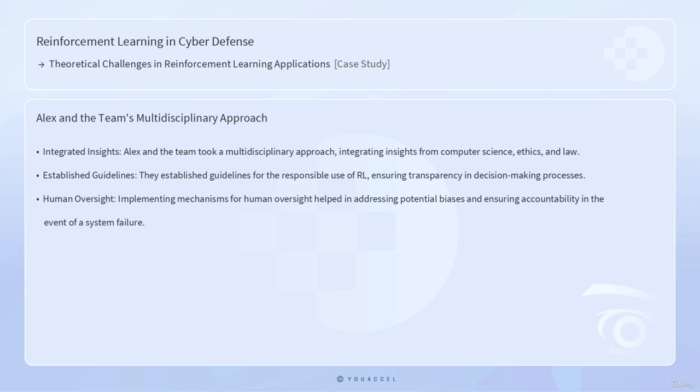Alex and the team took a multidisciplinary approach, integrating insights from computer science, ethics, and law. They established guidelines for the responsible use of RL, ensuring transparency in decision-making processes and implementing mechanisms for human oversight. This approach helped in addressing potential biases and ensuring accountability in the event of a system failure.